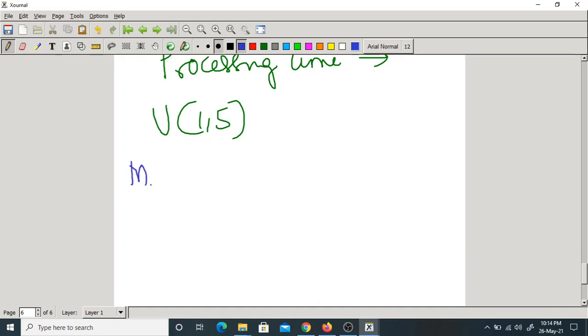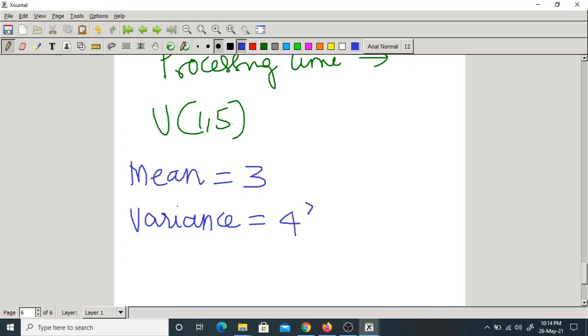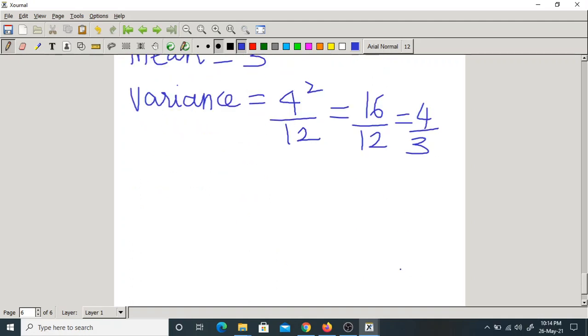the mean. What is the mean? (a plus b) by 2, 6 by 2, that is 3. Variance: what is the variance? (5 minus 1) squared, 4 squared by 12, that is 16 by 12, that is 4 over 3. So the mean and variance of each and every random variable is found out.